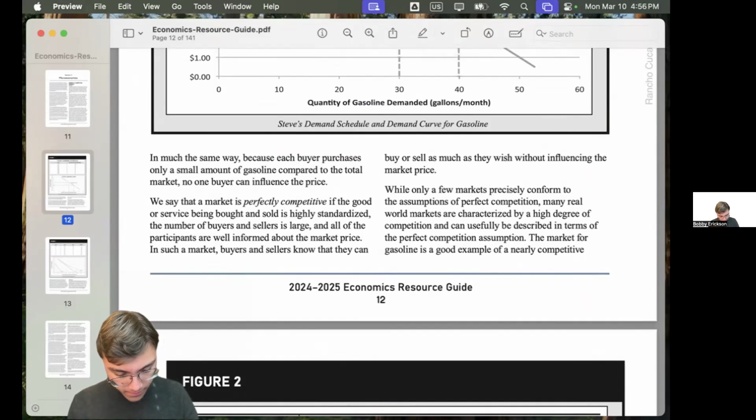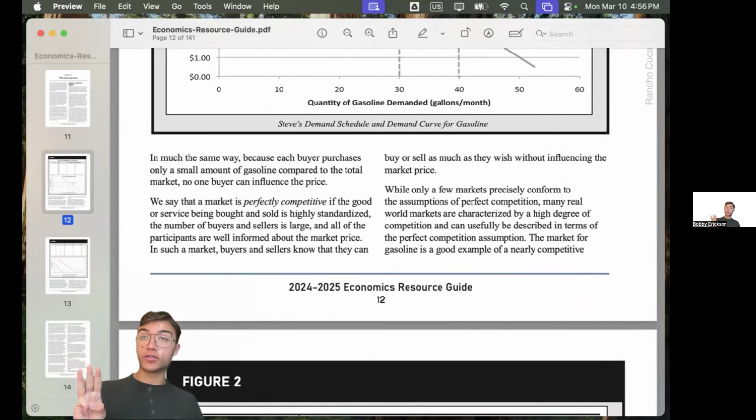And so we say that a perfectly competitive market has a good or service that's highly standardized, and the number of buyers and sellers is large. Participants are well informed about the price. So buyers and sellers know what they're going to buy or sell without influencing the price, like for individuals, that is.